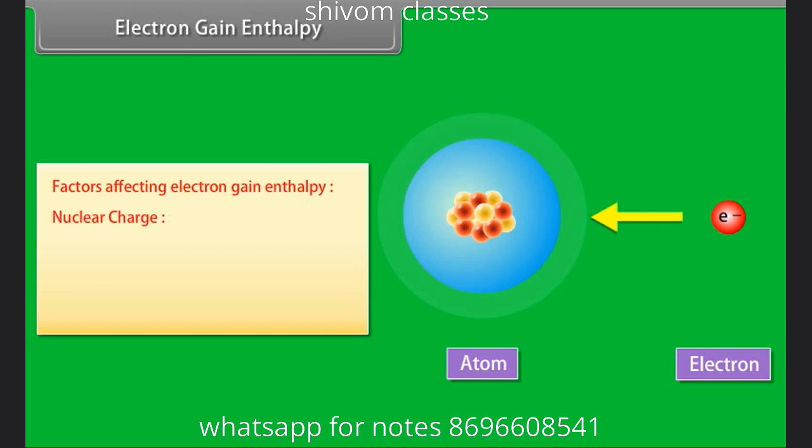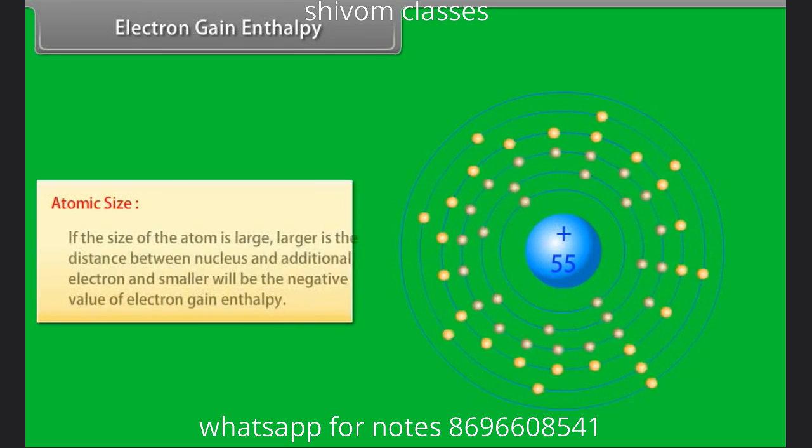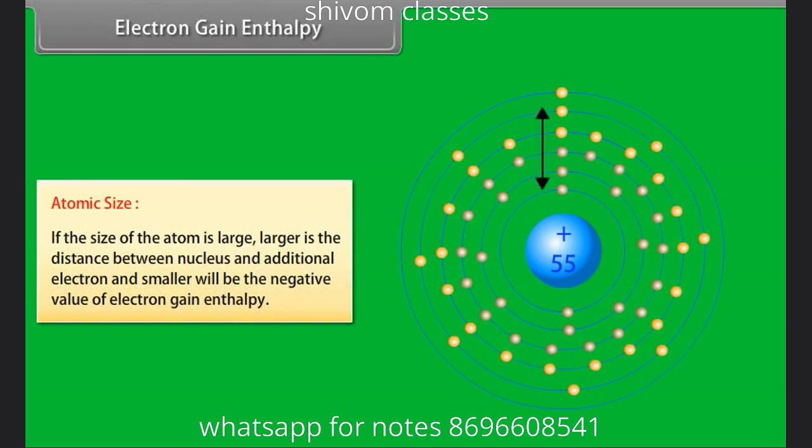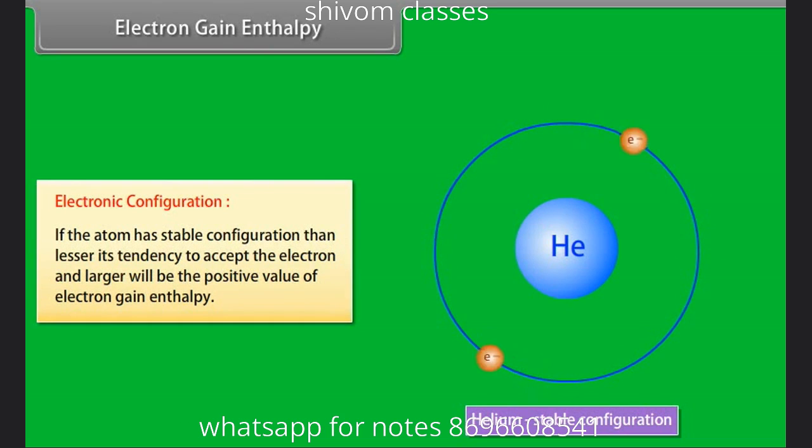Nuclear charge. Greater the magnitude of nuclear charge, greater will be attraction for the incoming electron, so that larger will be the negative value of electron gain enthalpy. Atomic size. If the size of the atom is large, the distance between nucleus and additional electron is large, and smaller will be the negative value of electron gain enthalpy. Electronic configuration. If the atom has a stable configuration, then lesser is its tendency to accept the electron, and larger will be the positive value of electron gain enthalpy.